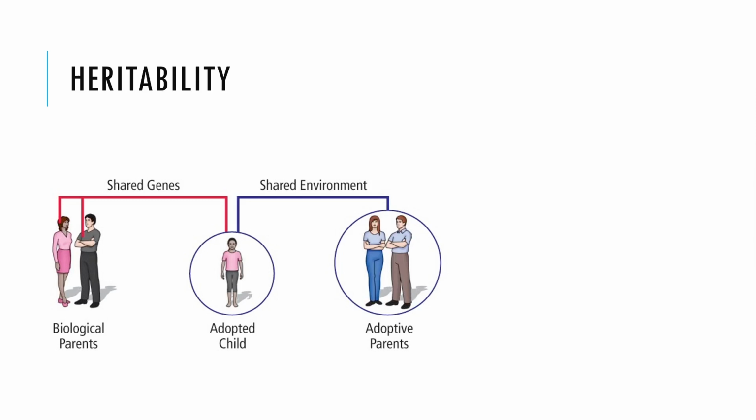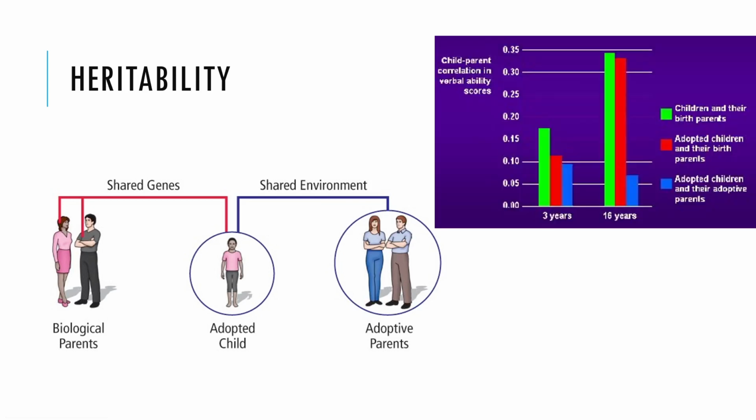environment. The unshared environment would be things that happen to the child outside the household that aren't under the control of their parents and probably didn't get experienced by their other siblings. So we call that unshared. So we're looking at shared genes coming from the biological parents and shared environment being provided by the adoptive parents.